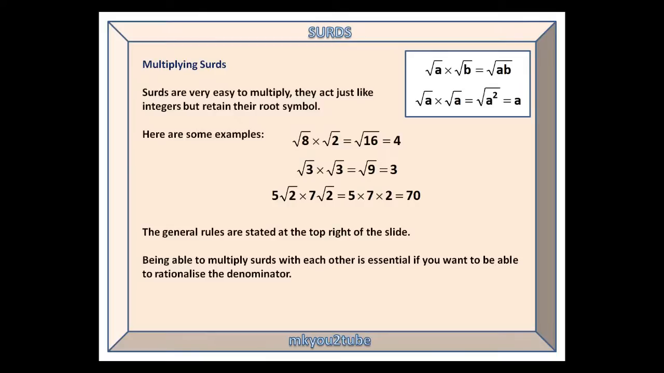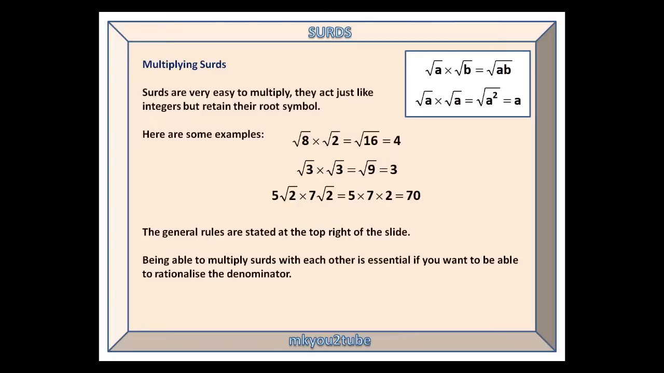Multiplying surds. Surds are very easy to multiply. They act just like integers but retain their root symbol. Here are some examples. Root 8 times root 2 is root 16, which can be simplified to 4. If, however, we had tried root 3 times root 5, the final answer would be root 15, which cannot be simplified. Root 3 times root 3 is root 9, which is of course 3.